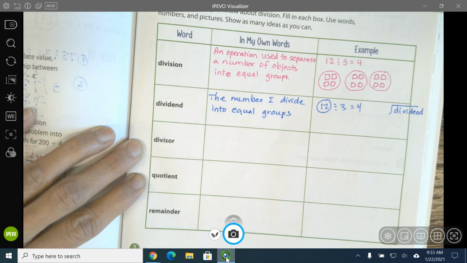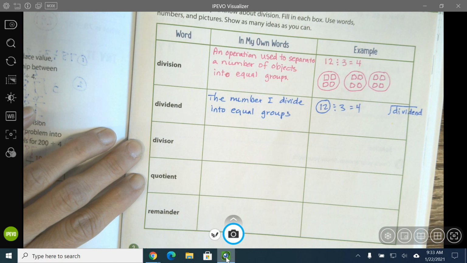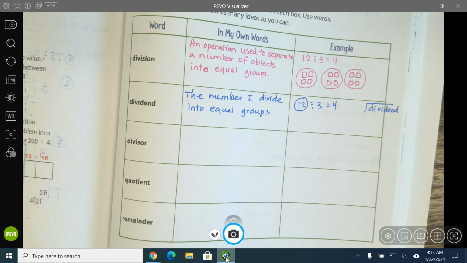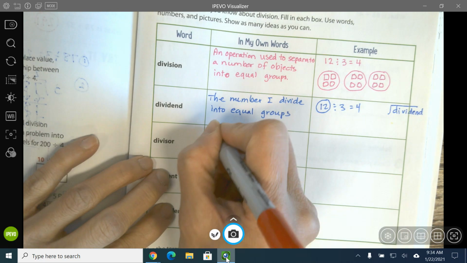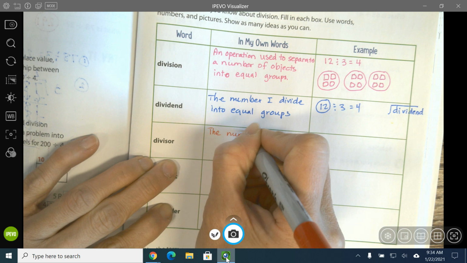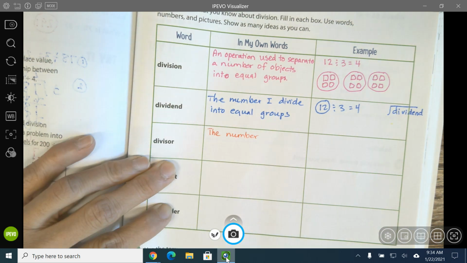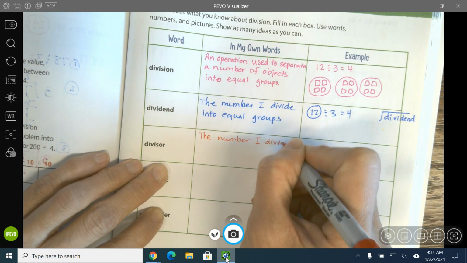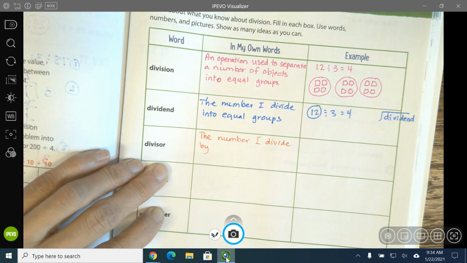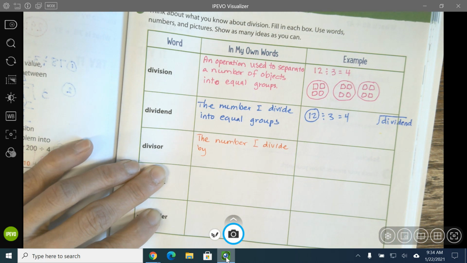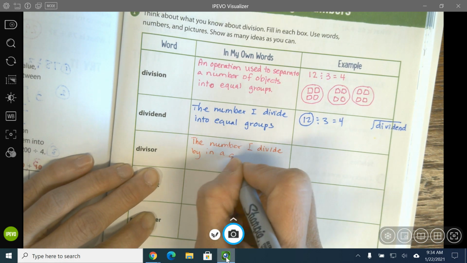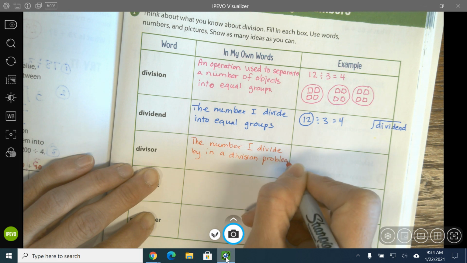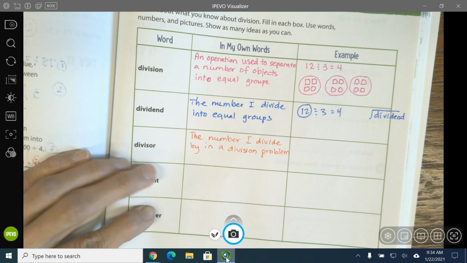Okay? So the next one, I'm going to use a different color now. Maybe I'll use red. Divisor is the number I divide by in a division problem. Okay? So you say, Ms. Hu, what does that mean?